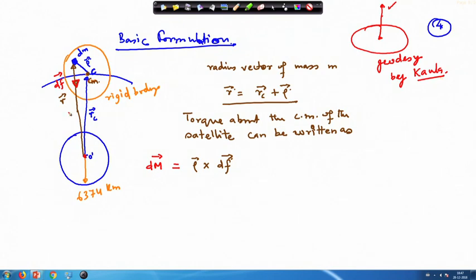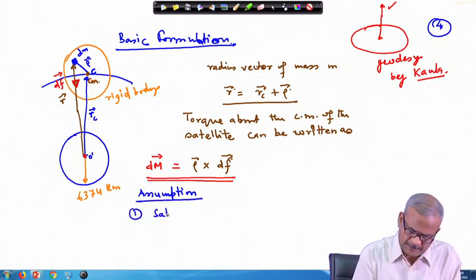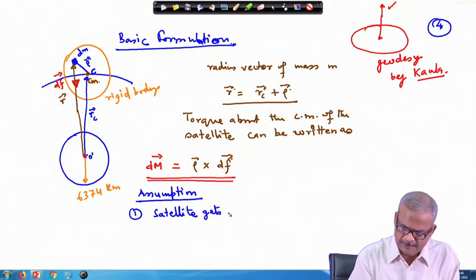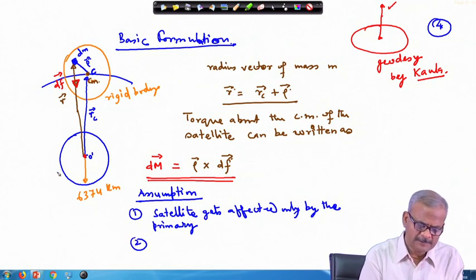So, this is our basic equation, and what are the assumptions we are going to make here? We need to make certain assumptions. That is, the satellite gets affected only by the primary, which in this case is the Earth.